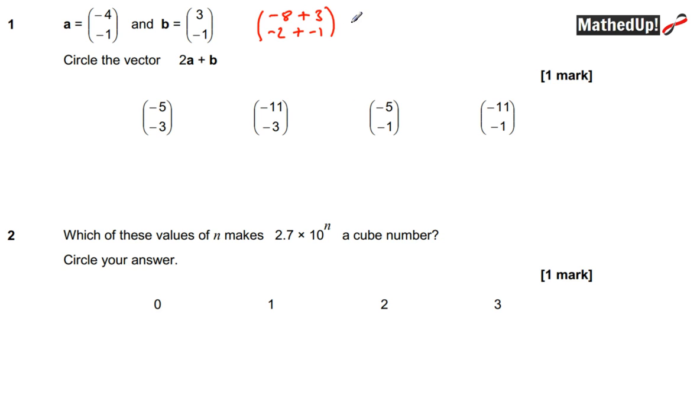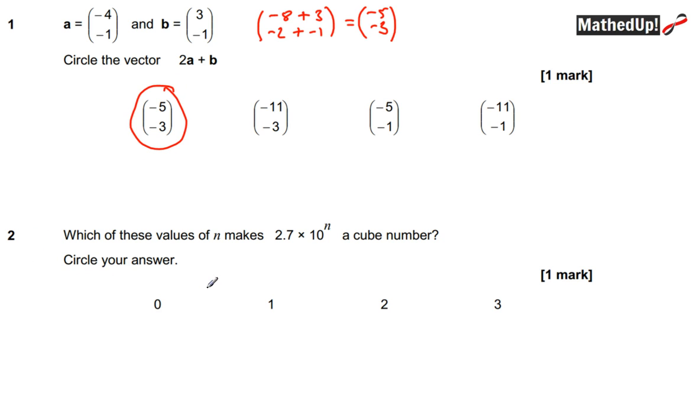That's going to be -8 plus 3, which is -5, and -2 plus -1, which is -3. So it's going to be this vector over here.